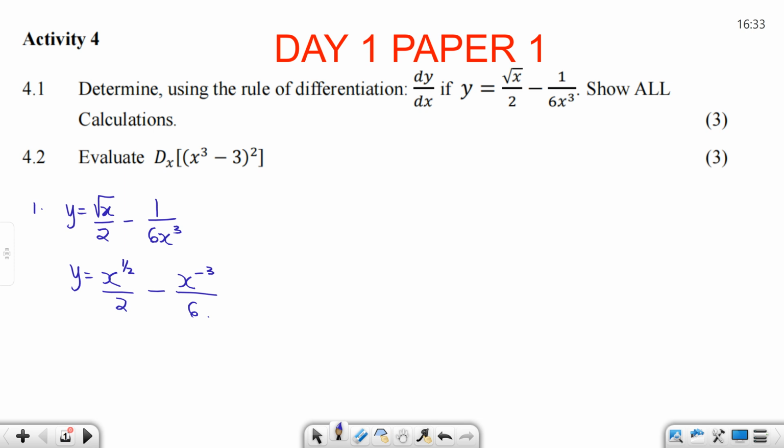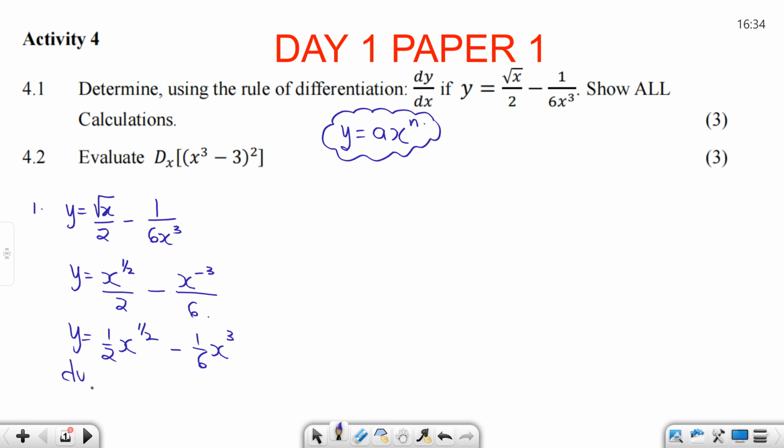Once we have that rule, because the whole idea is to always have your equation as y equals ax to the power n. So before you derive, always ask yourself, do I have it like this? If I rewrite this, it is half x to the power half, minus 1 over 6 x to the power 3, another ax to the power n. Once I have it like that, I can then derive.